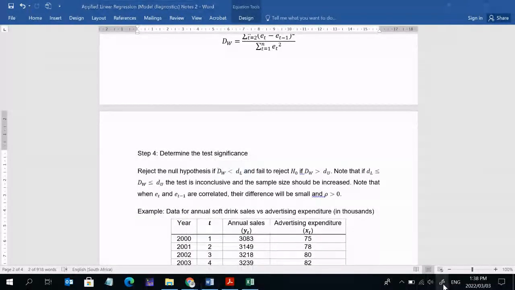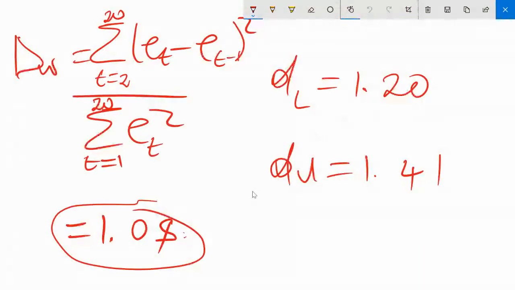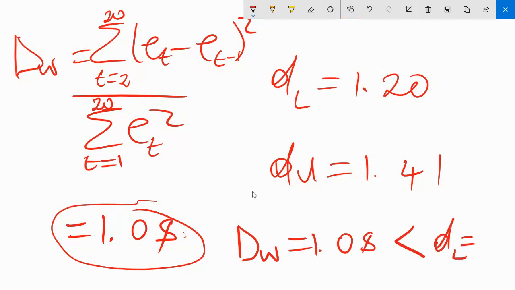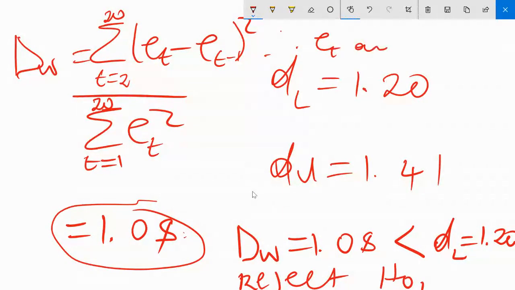Here it is. Our DW, which is equal to 1.08, is less than our DL, which is equal to 1.20. Then we reject H0 and conclude that the errors are positively correlated. So ET and ET minus 1 are positively correlated.